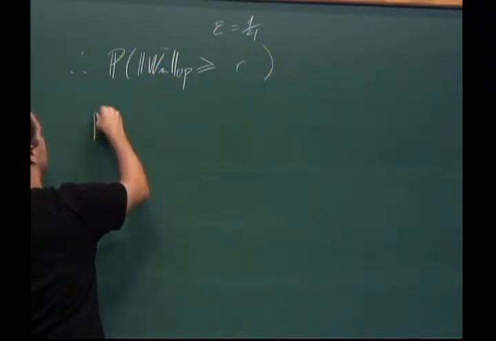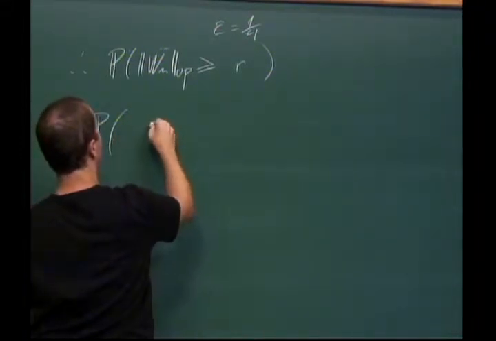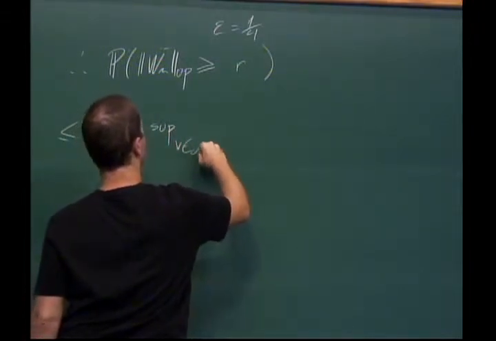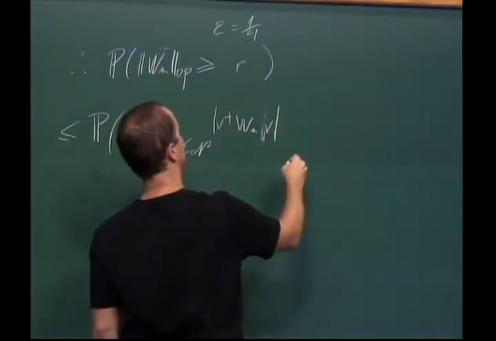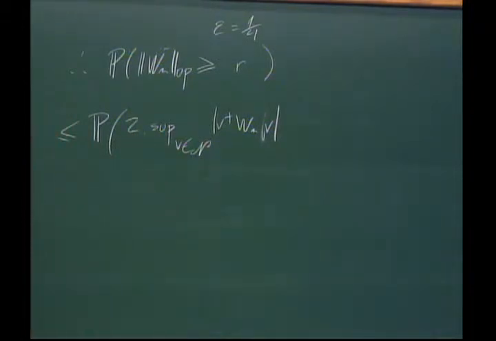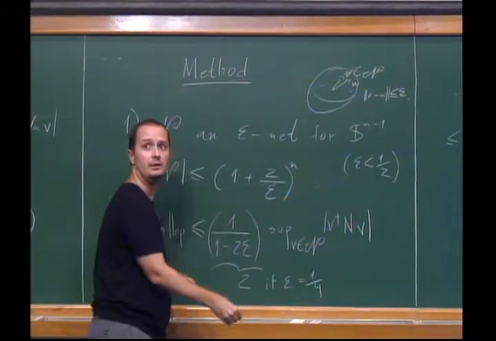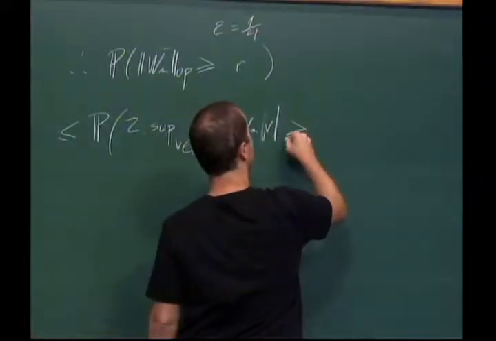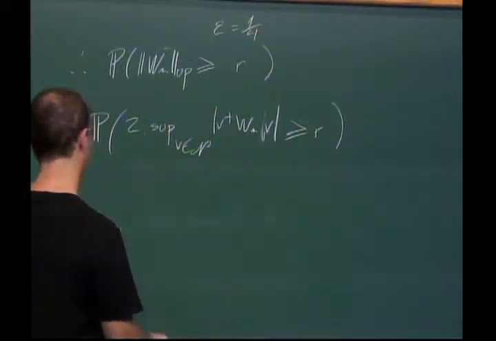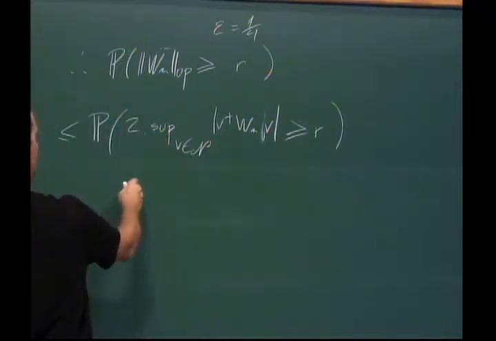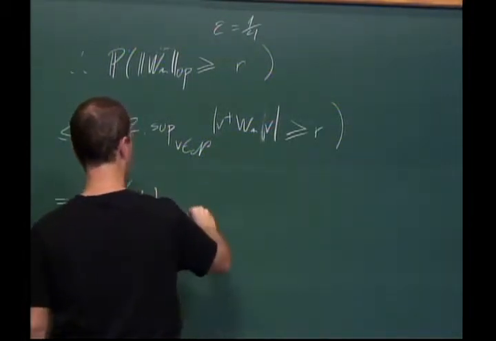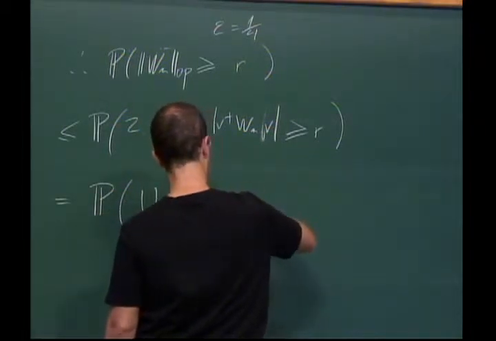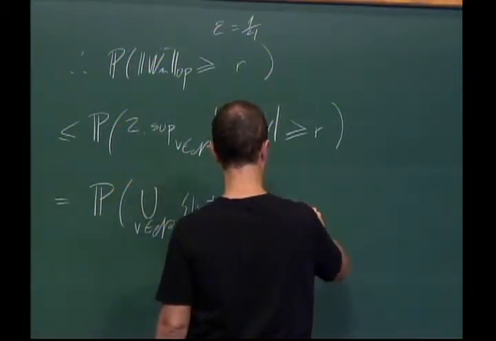it's at most the probability that the supremum over the Epsilon Net is, well, times 2, right? This factor you get from here. So if you want this to be larger than R, then you need this to be larger than R. And of course I can move the 2 here, have R over 2. But then this is the same as saying the probability of the union of the vectors in the Epsilon Net greater than R over 2.